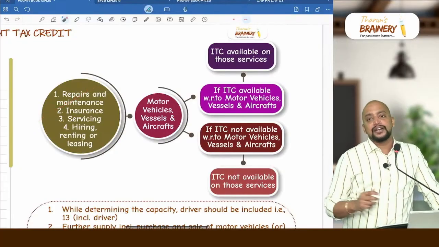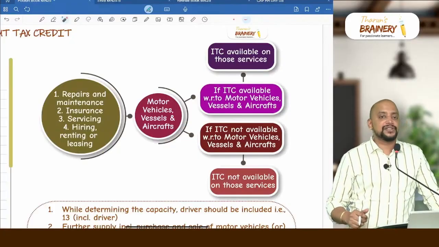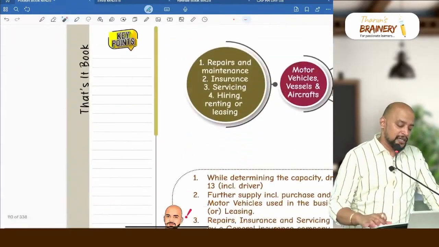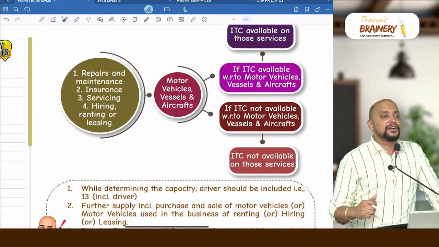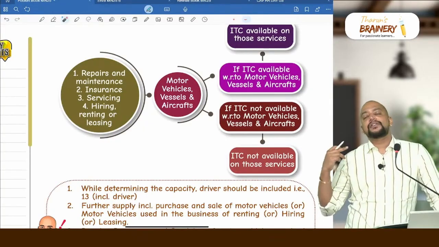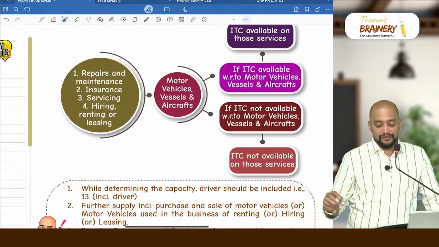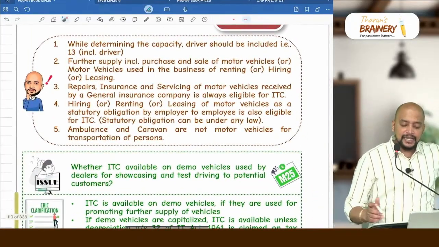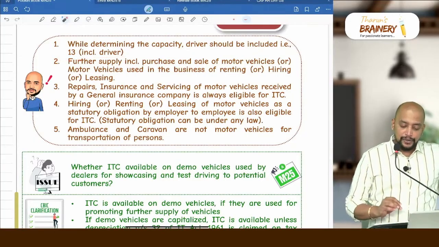Then a chartered accountant purchased a car for use in his profession, can he take ITC on the car purchase? No, because it is not covered under these 3 exceptions, so ITC not available. Now the chartered accountant is taking repair and maintenance in relation to car purchase, can he take ITC on repair expenditure? No, as the motor vehicle purchase is not eligible for ITC, so these 4 services also not eligible for ITC. Then you can see below, while determining the capacity, whether driver should be included or not. Yes, it should be including driver.